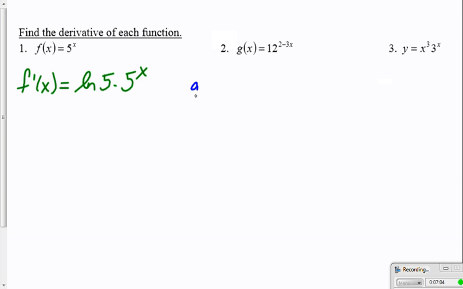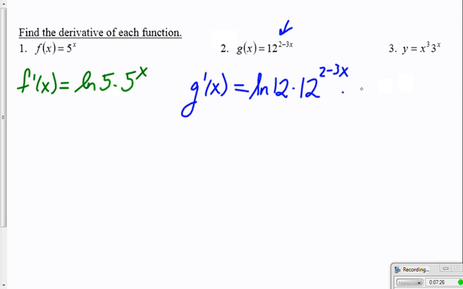The second one is also in the form of a to the x, but it's more like a to the u, right, because the exponent up here is more complicated than just an x. Nevertheless, we would still have natural log of the base times a to the u, so that would be the same exact thing, and then times the derivative of u, which in this case would be negative 3. Okay, so far so good.